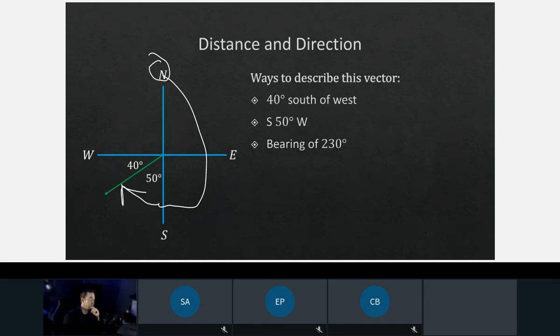So remember, rotating halfway is 180 degrees, and then plus this last piece, you're adding 50.